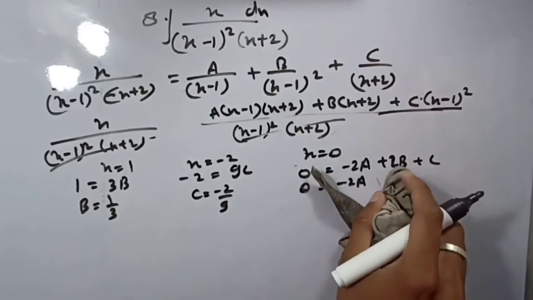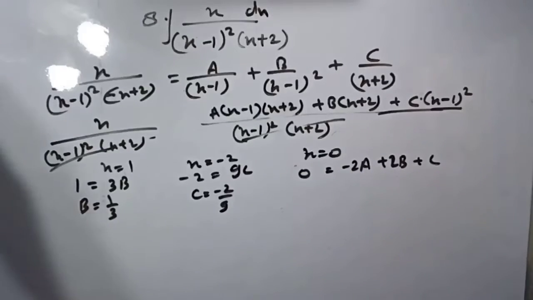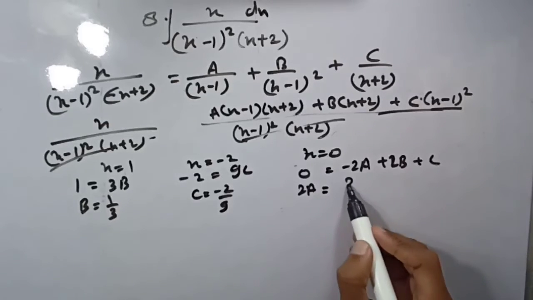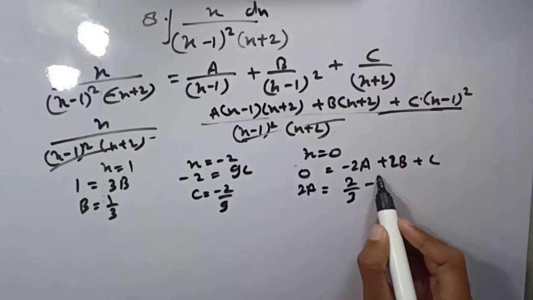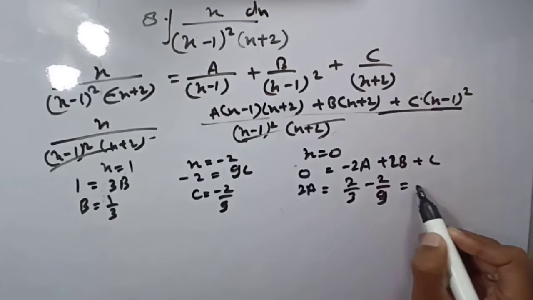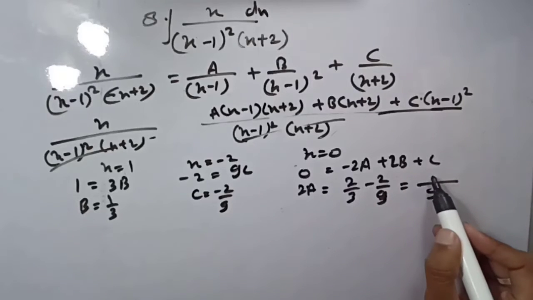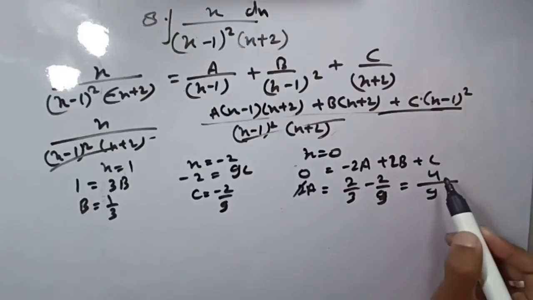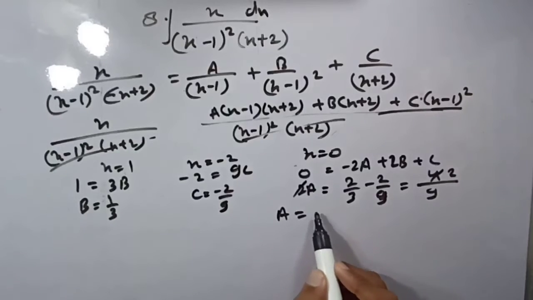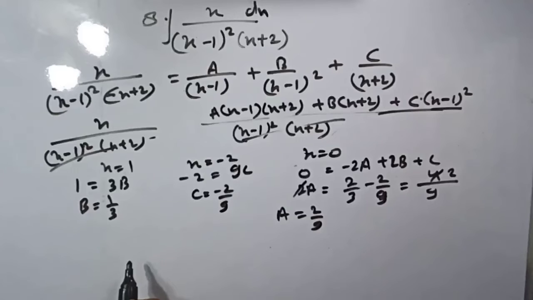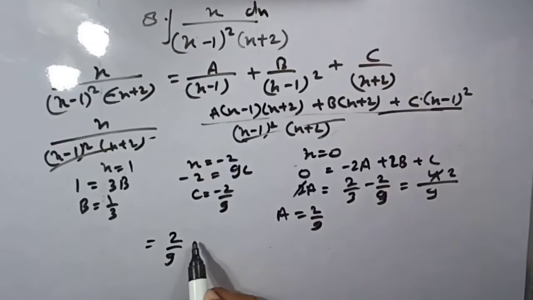Here the better option is that we can send minus 2a to the other side, so 2a is here. If you put the value of 2 by 3 for b, and the value 2 by 9 for c, and solve this equation by taking LCM, it is 9. It is 6 minus 4, 2 is 4. If you cancel out by 2, the value of a is 2 by 9. So we know all the values, we can put all the values here.